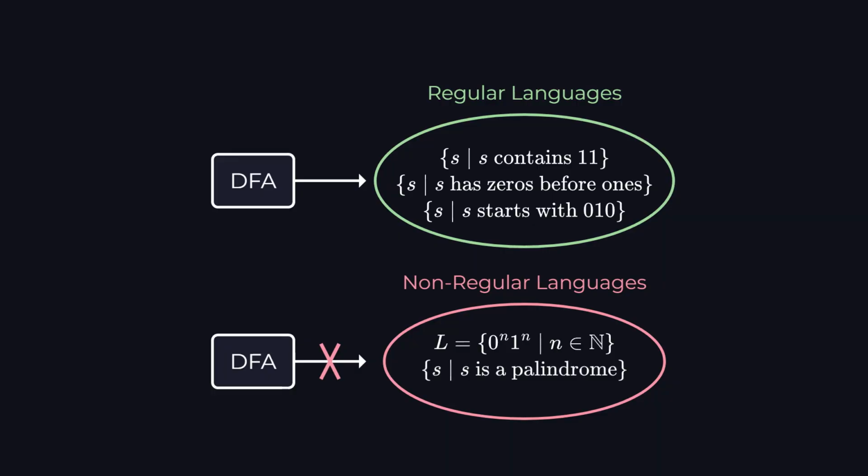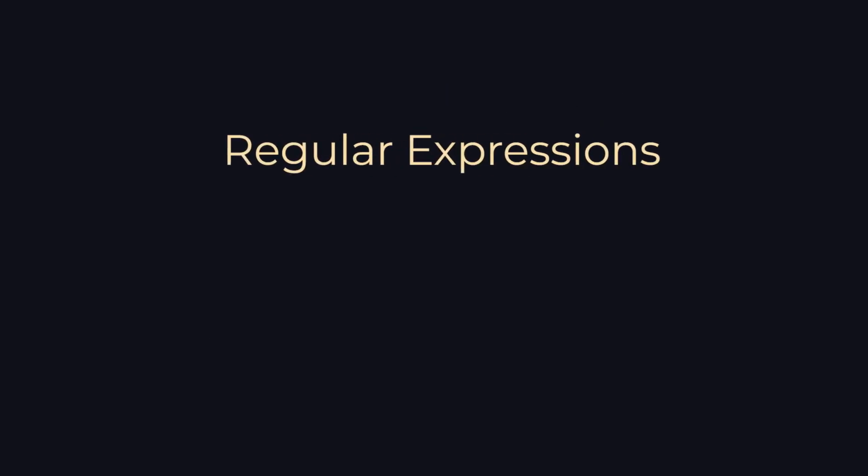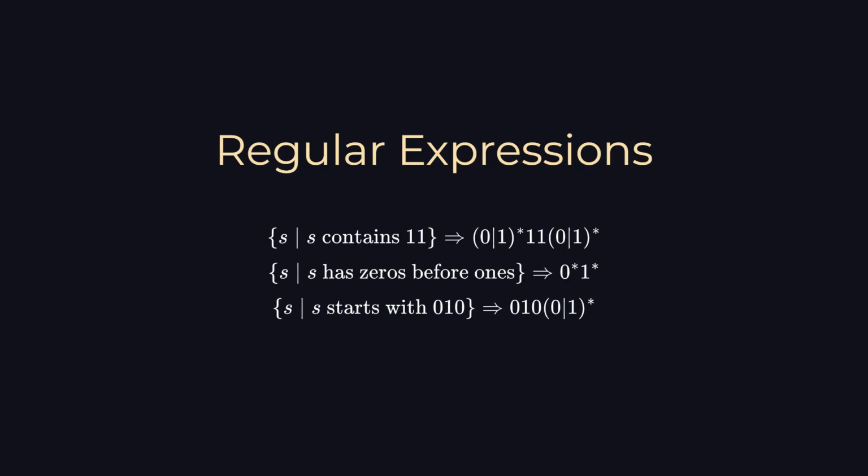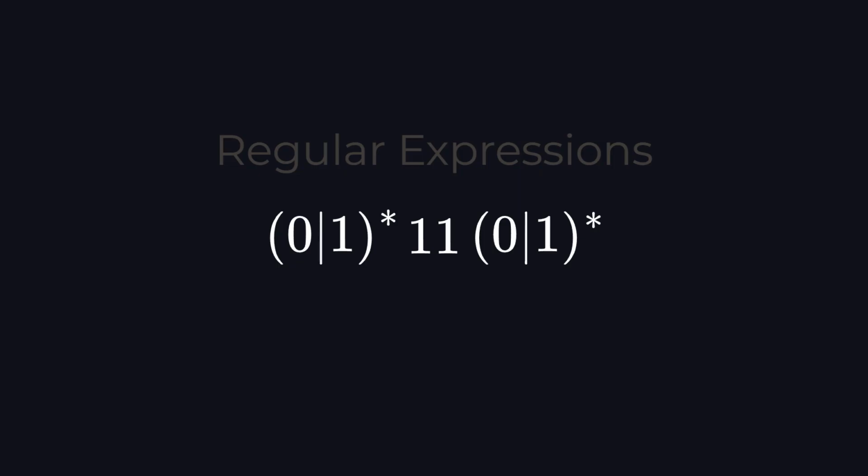You may have heard of regex or regular expressions before. Well, a regular language can also be described using a regular expression. In fact, that's actually where the name comes from. Here's the regex for the languages we've seen before. Let's focus on the first one. The star here is called the Kleene star operator, which means that there should be 0 or more occurrences of the group before. This pipe symbol here means OR. So this part of the regex means any number of zeros and ones, followed by two consecutive ones, followed by any number of zeros and ones once again.